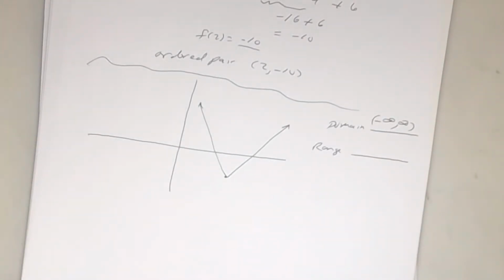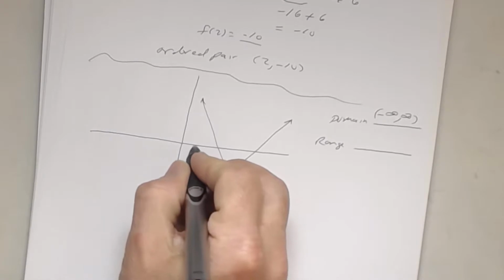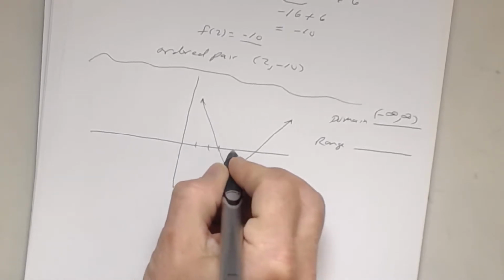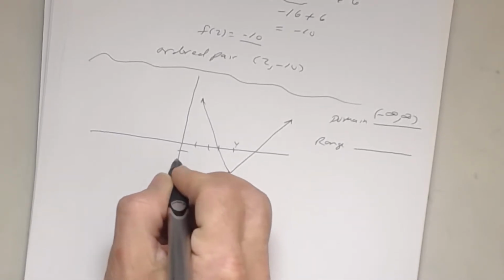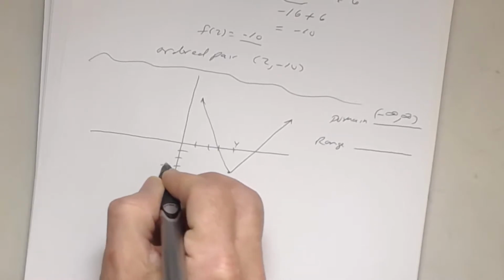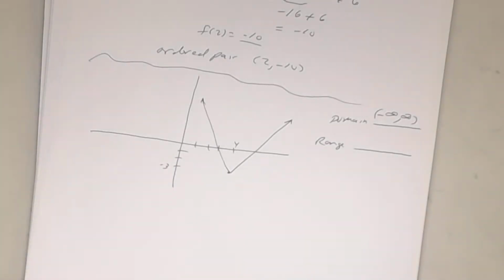But at this point, can you tell me the range? No. Why can't you tell me the range with what we have? You don't know that vertex. So I have to give you a coordinate. So let's say this right here is 1, 2, 3, 4. And this is negative 1, negative 2, negative 3. All right, what will be the range?